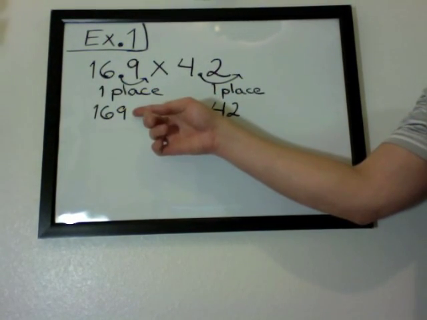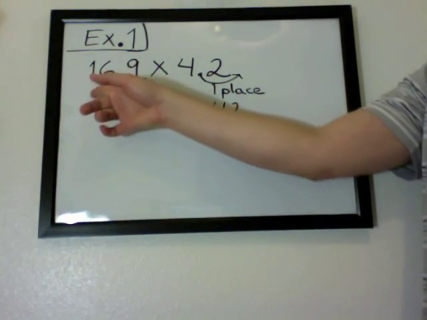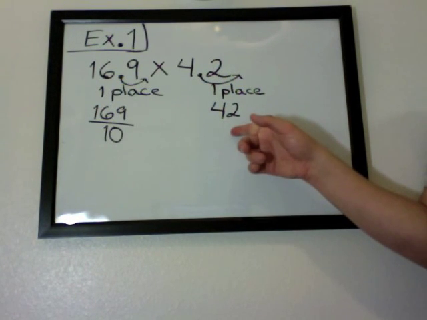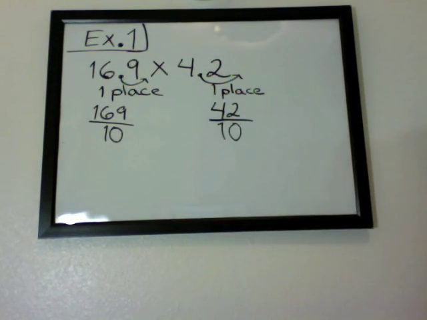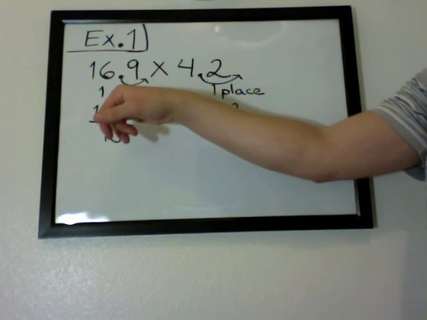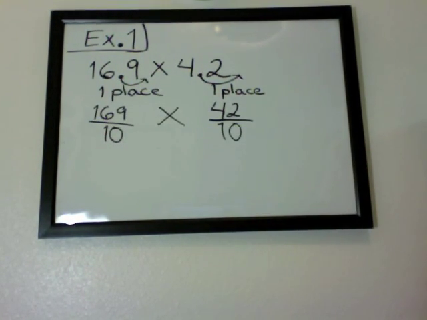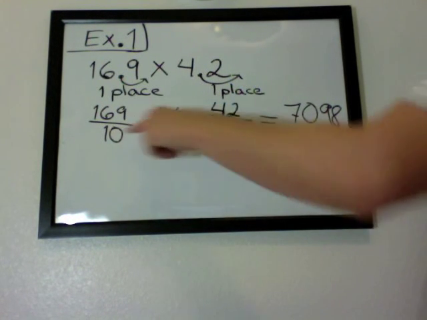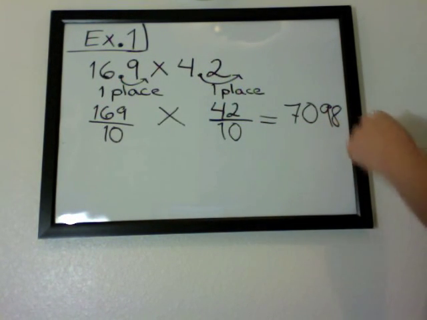Now we have a whole number here and a whole number here. The one is indicating how many zeros we're going to have in the bottom fraction. So it would be over 10. And also the same thing here. And we're going to be multiplying these together. All you have to do is multiply the tops. We've done this before. You do 169 multiplied by 42, which would equal 7,098. Now you have two zeros, you're just adding them together, so it would be over 100.